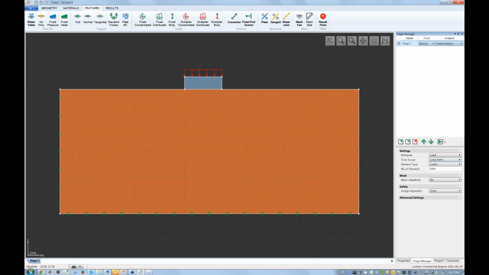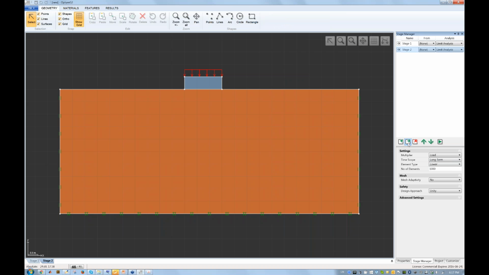So that's all set up with this stage. Now what I'm going to do before I actually run the analysis, I'm going to clone this stage, so create a copy of it, and then I will change the element type to upper. So now I have two identical stages, except that one has element type lower, the other one has element type upper. Let's say LB and UB for lower and upper bound.